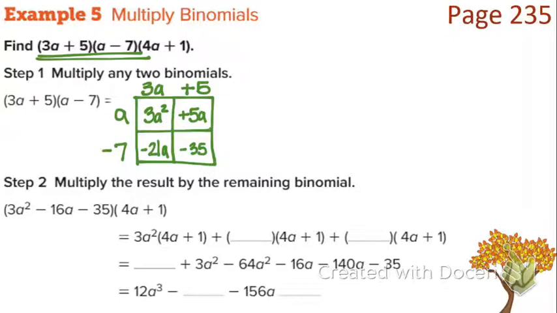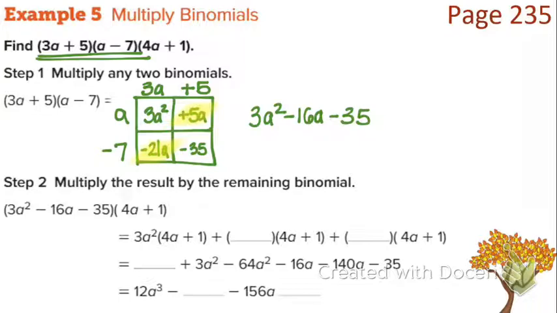So now we're ready to combine our like terms. We only have one term that has an a squared, but we have 2 terms that have an a. So they're like terms. We can add the coefficient, which is the number in front, we can add them together. So negative 21a plus 5a is negative 16a. And then we have a negative 35. All right. So let's pause there for a second, and then we're ready to do another.